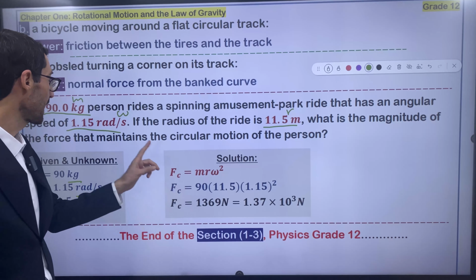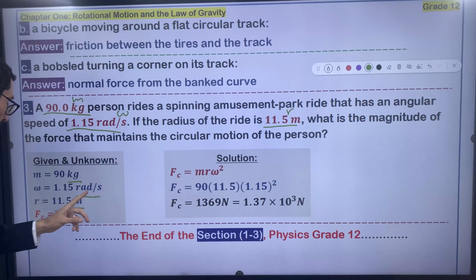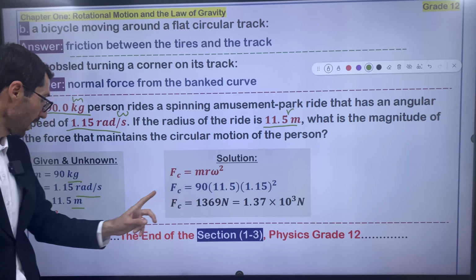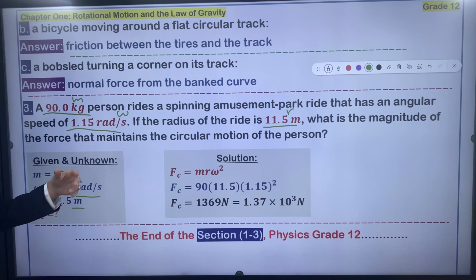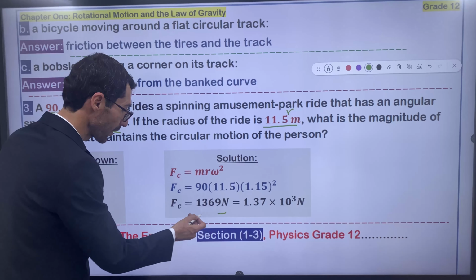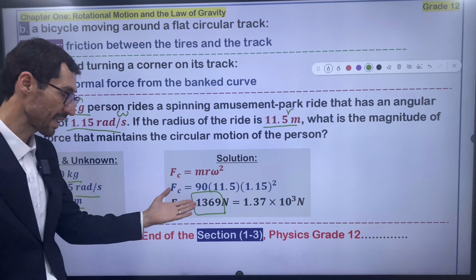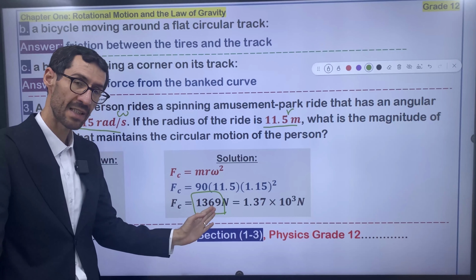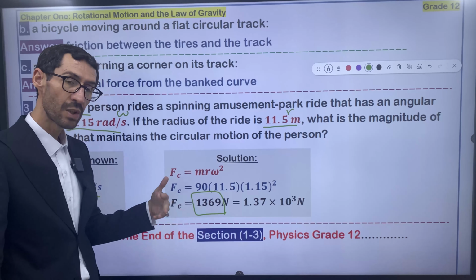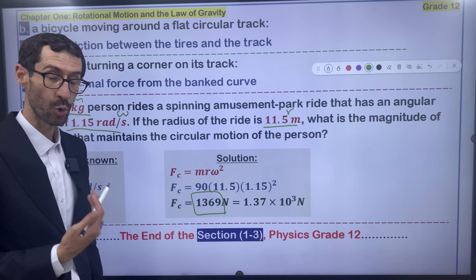F is equal to 90 kilogram, mass of a person, times r, 11.5, and omega, 1.15 squared. After that, you get an answer, and whenever you get the answer, maybe in a calculator, it gives you this number, 1369 Newton. I want you to turn it into scientific notation.